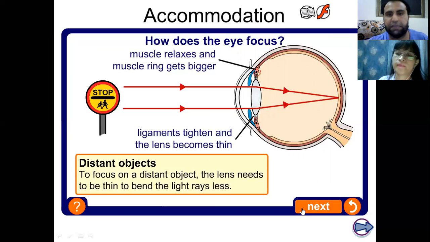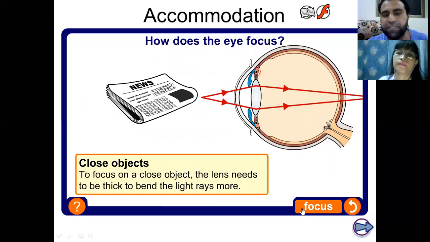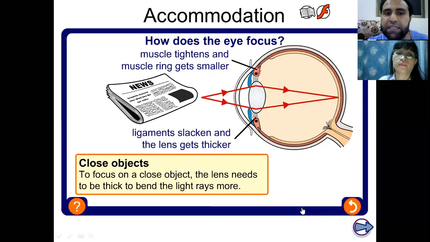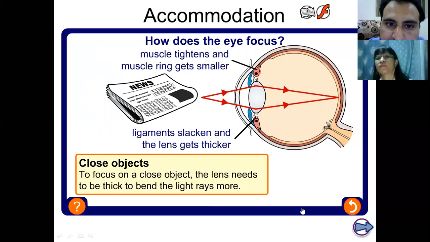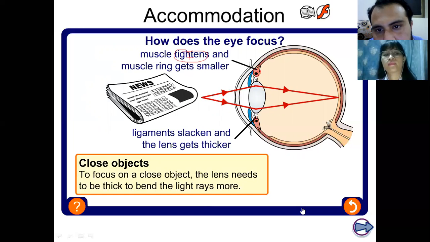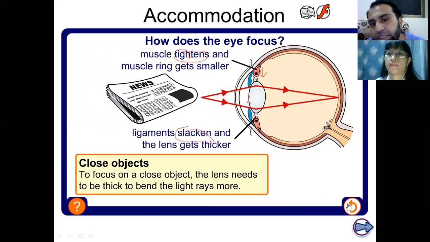Now let's see the near object. That was for the distant object; now it is for the close or near object. At that time, we know more light is coming toward our eye, so the lens should be thick. So the first thing is that the ciliary muscle contracts. We will not use the word tighten for the muscle; we use the word contract. The ciliary muscle contracts and comes toward here. First it was relaxed, but now it contracts. The suspensory ligament becomes loose or slack. As a result, the pressure over the lens is less and the lens becomes thick, and now this lens has the ability to divert more light rays.